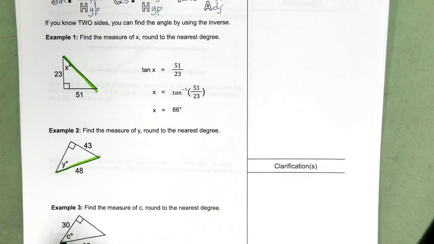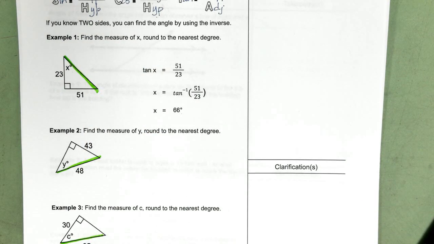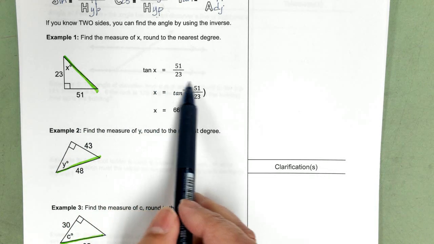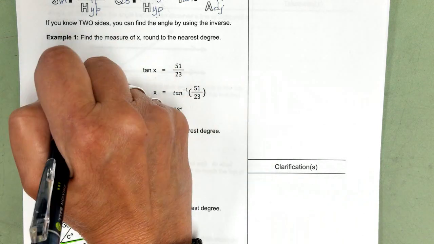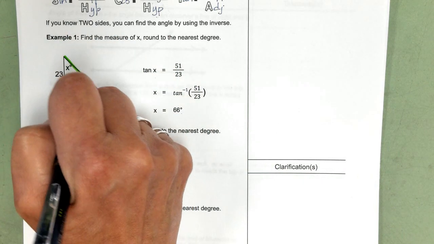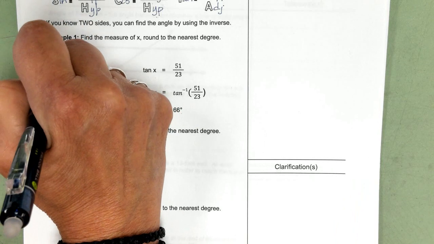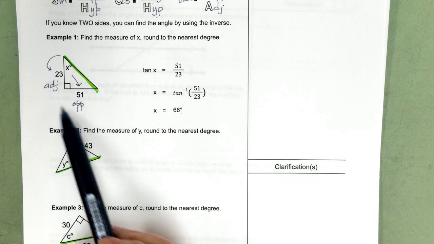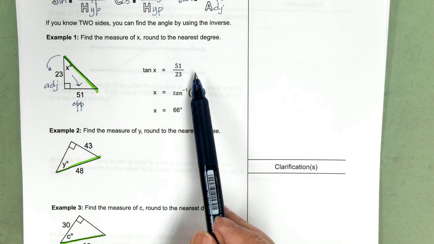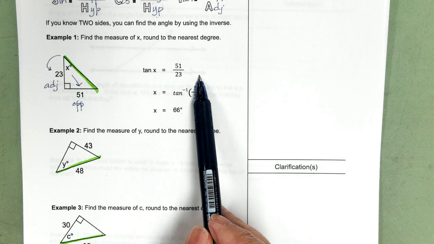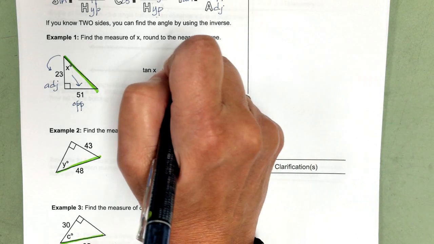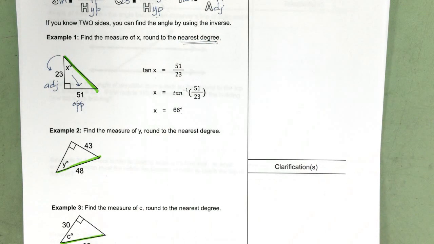Notice that we are not given any information about the hypotenuse. We're not trying to find the hypotenuse, so that means we're going to use tangent. We set up our ratio. Tangent of x equals opposite over adjacent. And this is where most of the mistakes are going to be made, not setting this up properly. So now that we have tangent of x equals 51 over 23, we take the inverse tangent, which this button is found on your calculator, and then it wants us to round to the nearest degree. So x is 66 degrees.